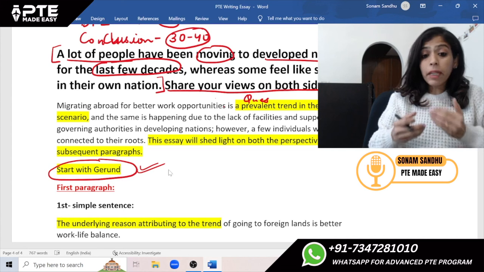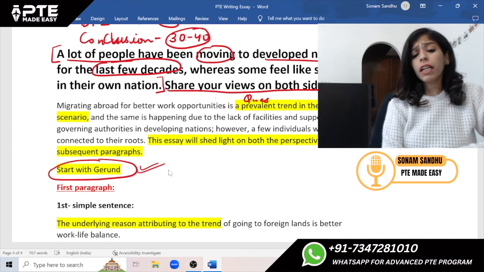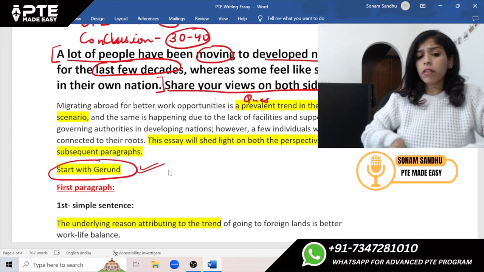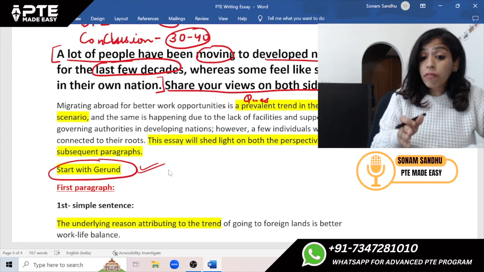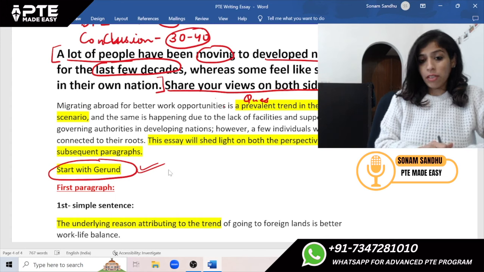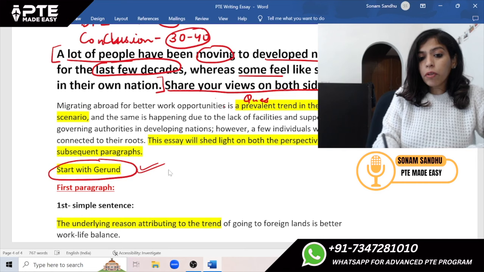We simply have to share our views on both sides. So the first side is people are moving for better work opportunities. And this is also happening because of the lack of facilities and support from the governing authorities in developing nations. However, a few individuals want to stay connected to their roots. Still, a few, we have paraphrased this. A few individuals want to stay connected to their roots.